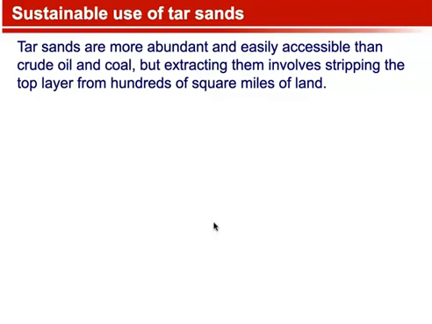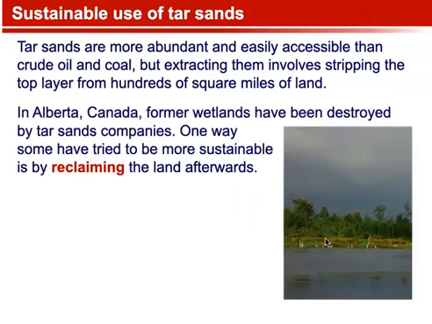Sustainable use of tar sands. Tar sands are more abundant and easily accessible than crude oil and coal, but extracting them involves stripping the top layer from hundreds of square miles of land. In Alberta, Canada, former wetlands have been destroyed by tar sand companies. One way some have tried to be more sustainable is by reclaiming the land afterwards.